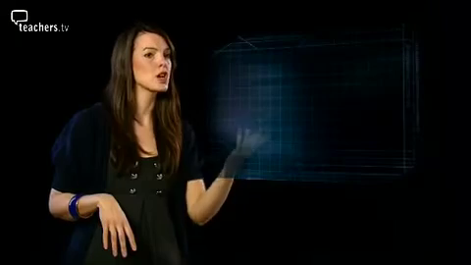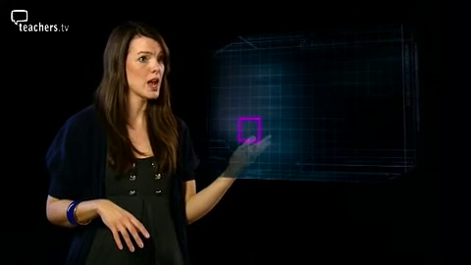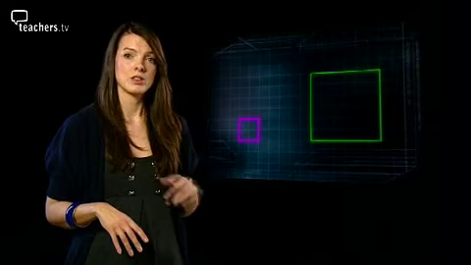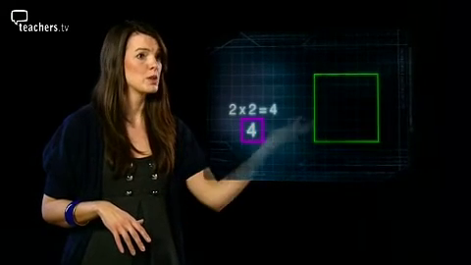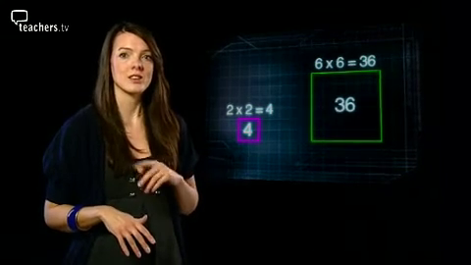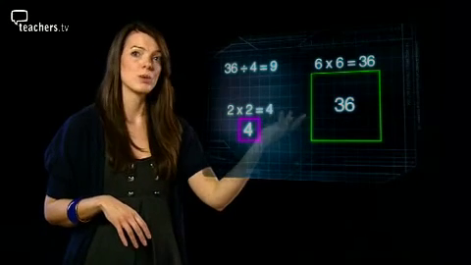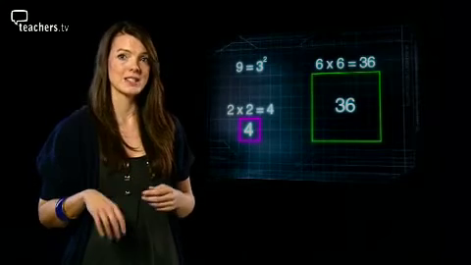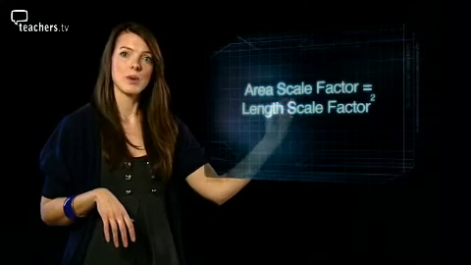Let's take a 2 by 2 square and enlarge it by a scale factor of 3, so that means that each side is now 6 squares long. So the original square had an area of 2 times 2, which is 4, but the new square has an area of 6 times 6, 36. So the scale factor for area is 36 divided by 4, which equals 9. And this is 3 squared. So we can see that the area scale factor is the length scale factor squared.